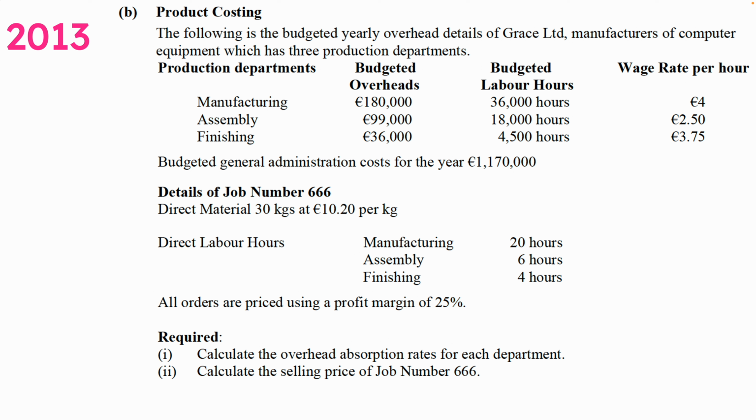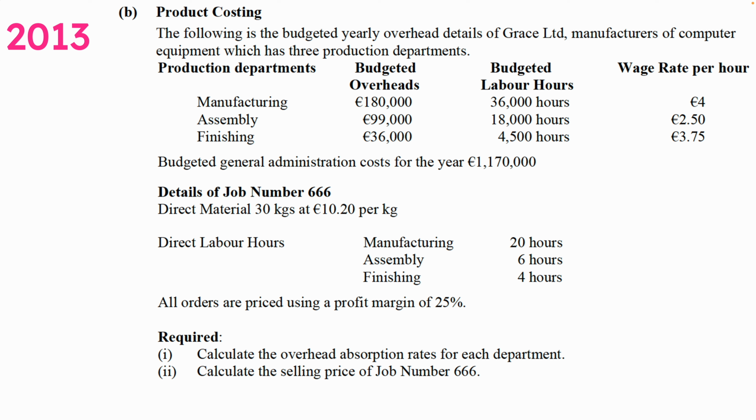It says the following is the budgeted yearly overhead details of Grace Limited, manufacturers of computer equipment, which has 3 production departments. Production departments, we've got manufacturing, assembly and finishing, and you can see there that they've got budgeted overheads, budgeted labour hours, wage rate per hour. Budgeted general and admin costs for the year, 1,170,000. Details of job number 666.